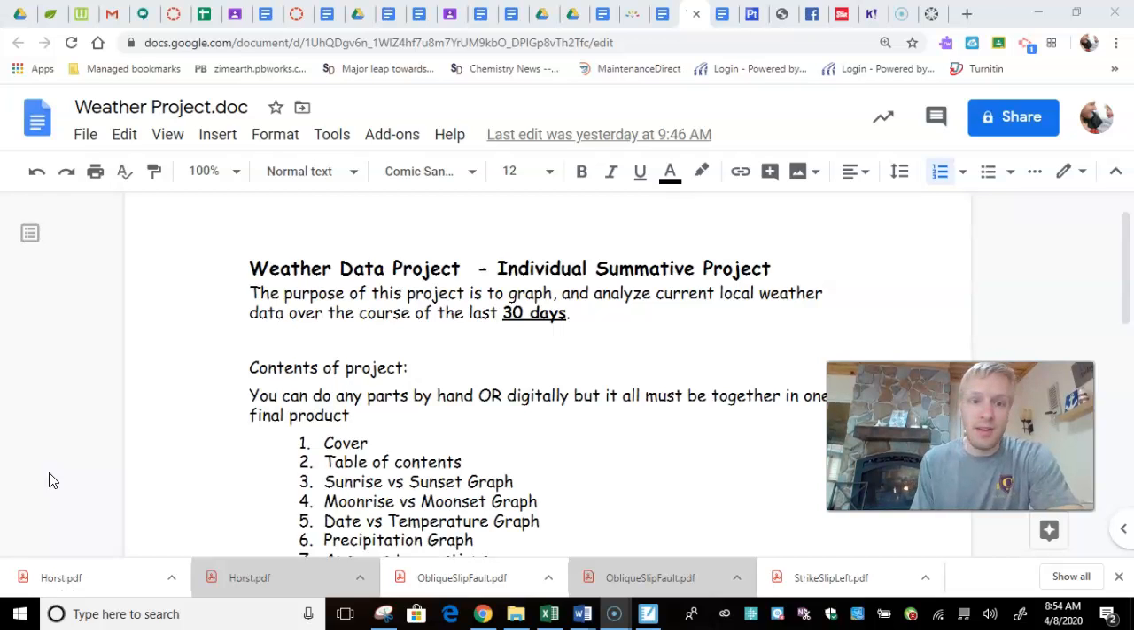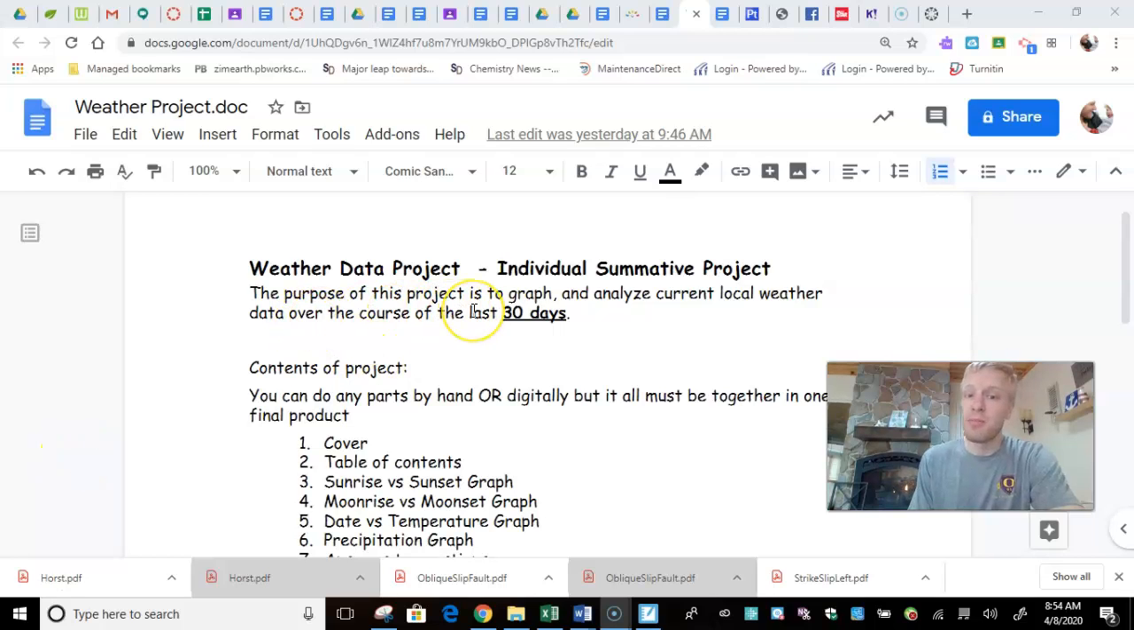I'm talking about the weather data project. Just want to go over it, do some examples with you guys. The project is going to be focusing on honing your data collection skills and your graphing skills, and then there'll be a few questions that you need to answer about the graphs that you make.